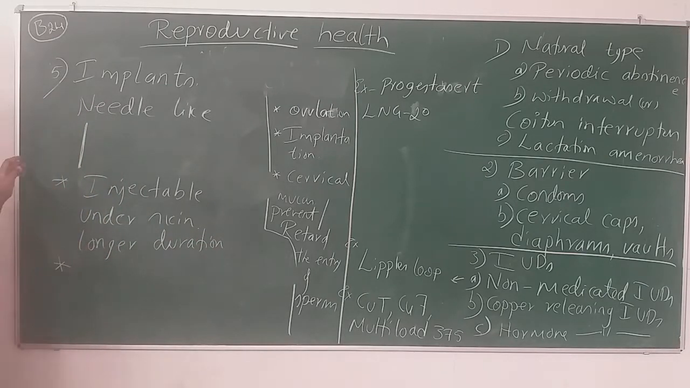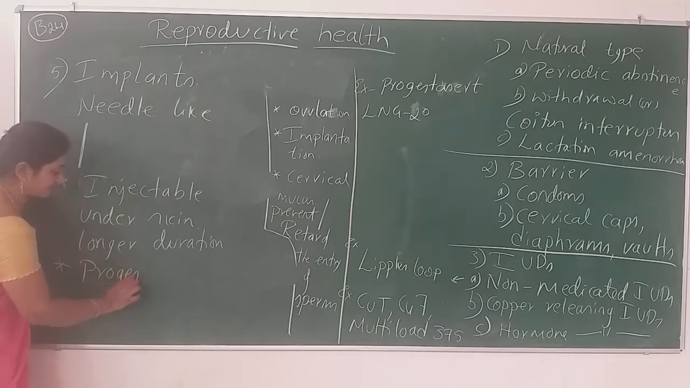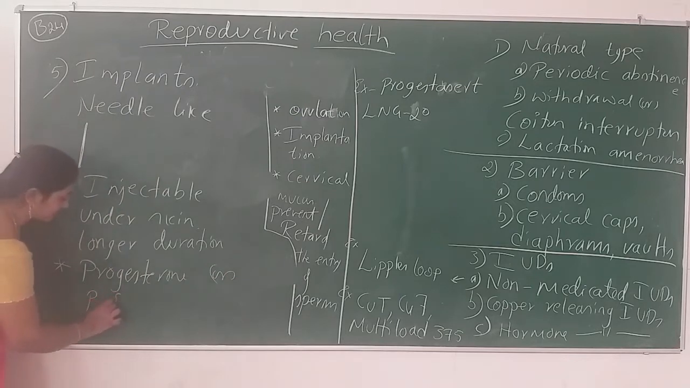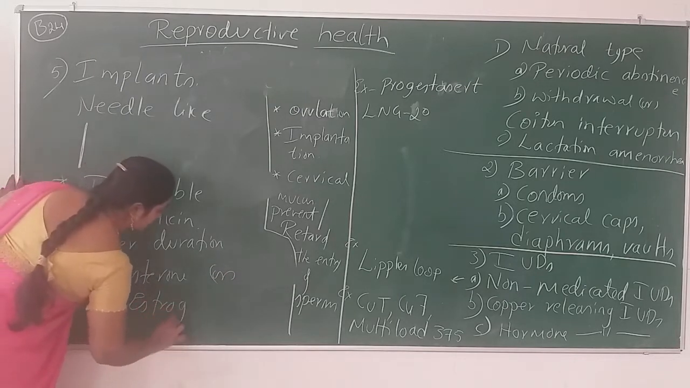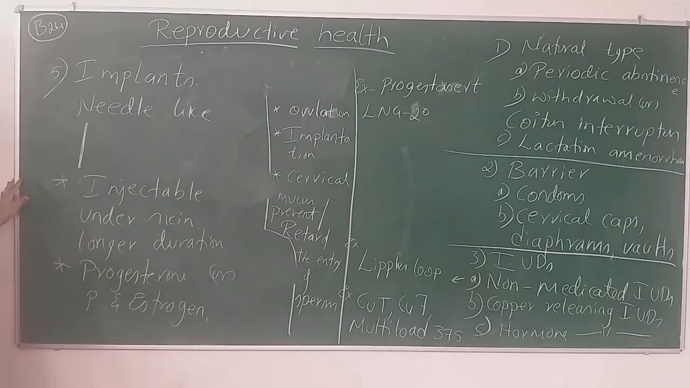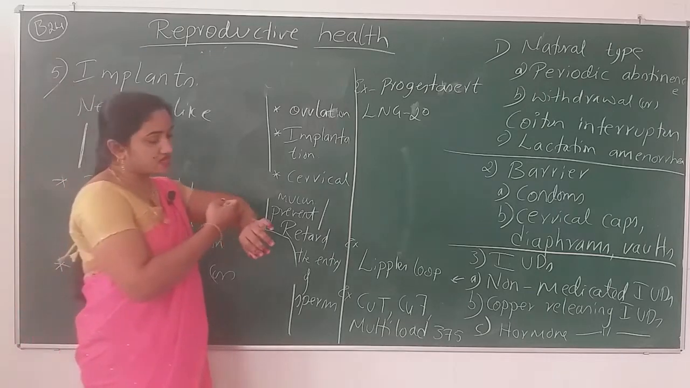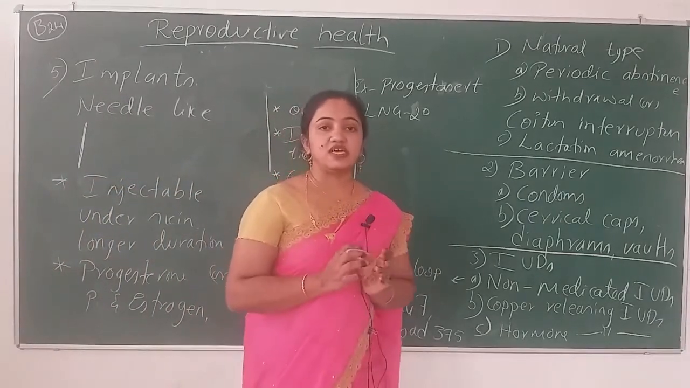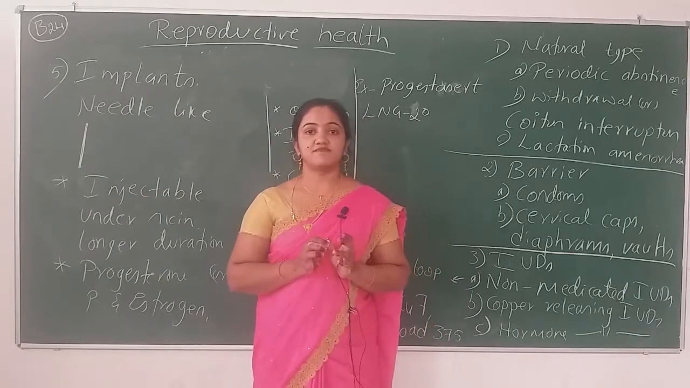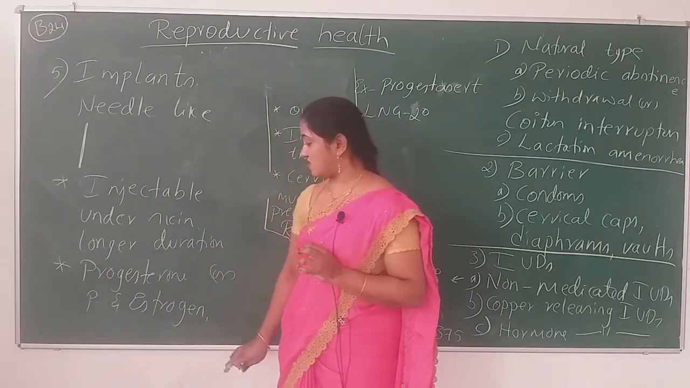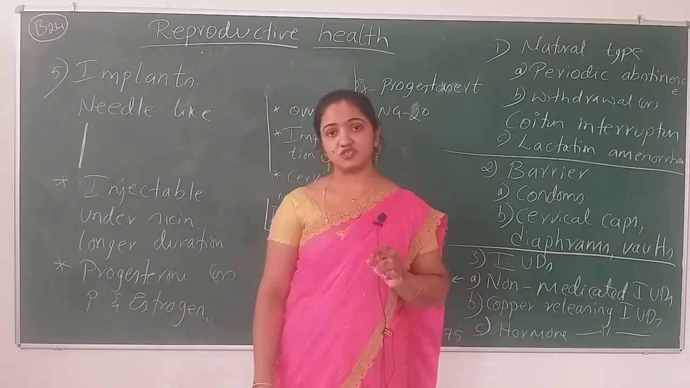The base or content of the implants is similar to pills, like progesterone or a combination of progesterone and estrogen. Implants are needle-like structures. When inserted under the skin, these needle-like contraceptives release the hormones, progesterone or a combination of progesterone and estrogen, into the blood.